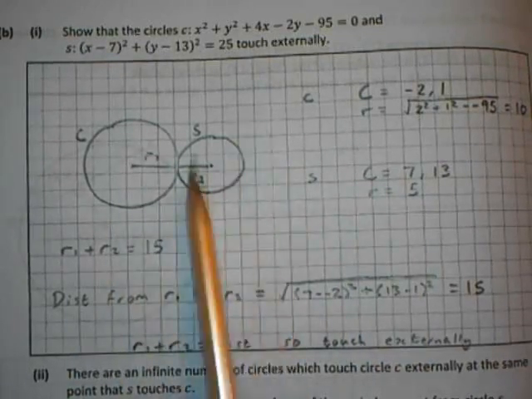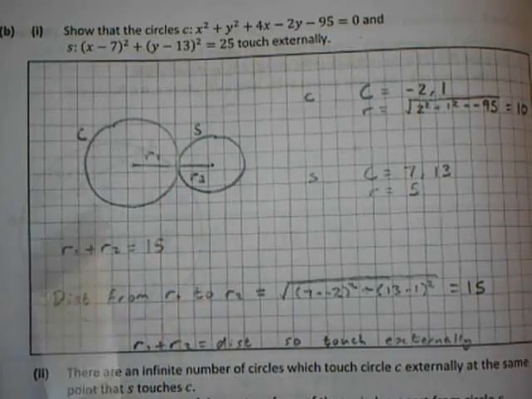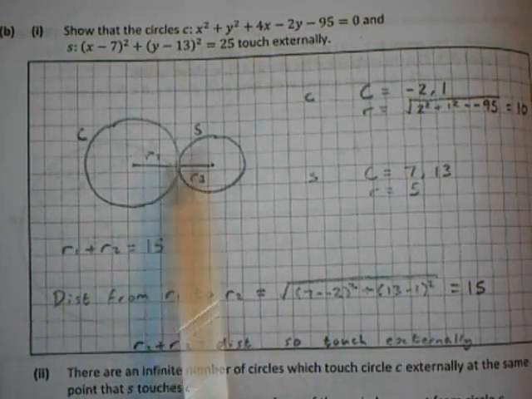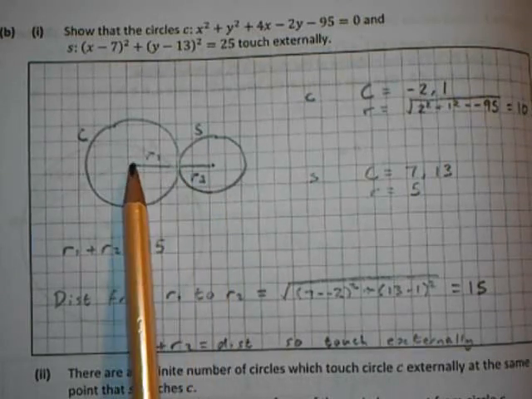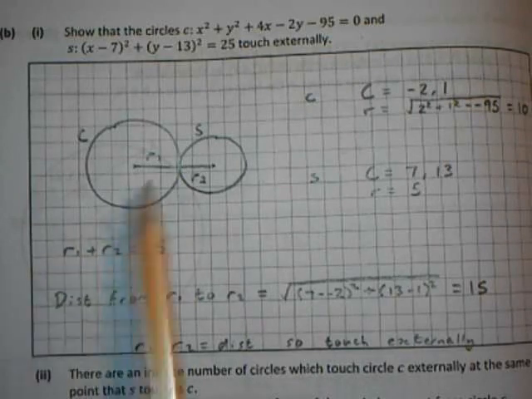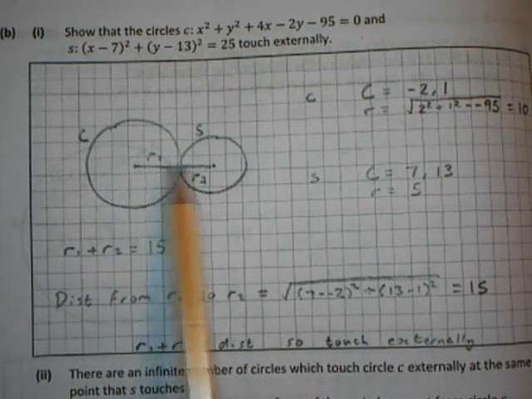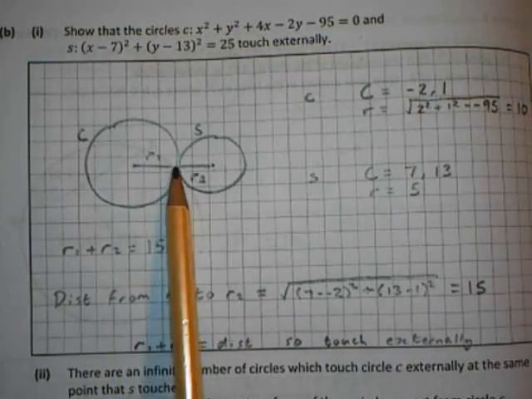So quick sketch. If 2 circles touch externally, this is what that means. And a rule for you, if they touch externally, if you add the 2 radiuses together, you should get the distance from these 2 points. So it should be the same. So if I can work out the distance from this centre to this centre, it should be the same number as if I add the radiuses together.